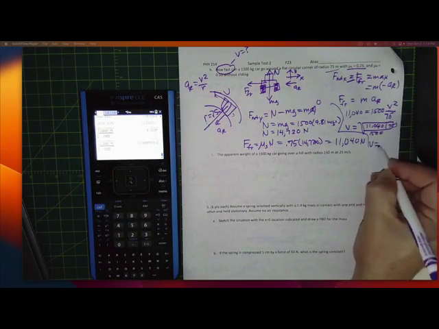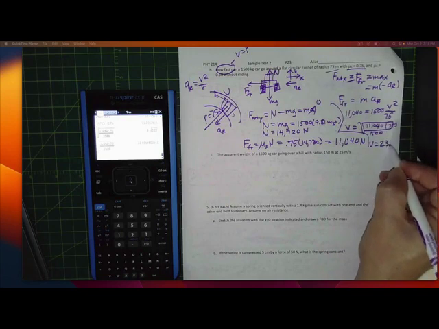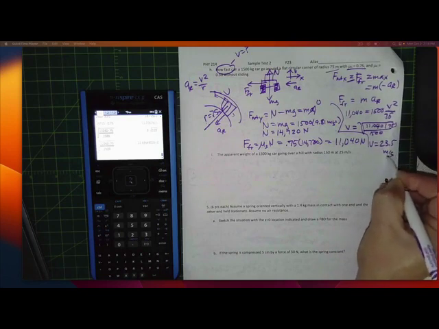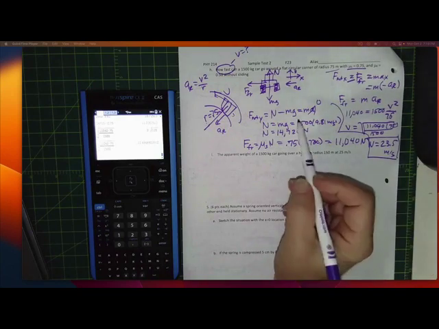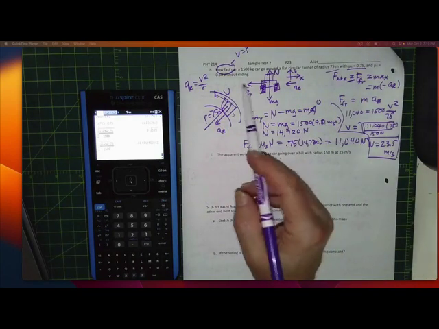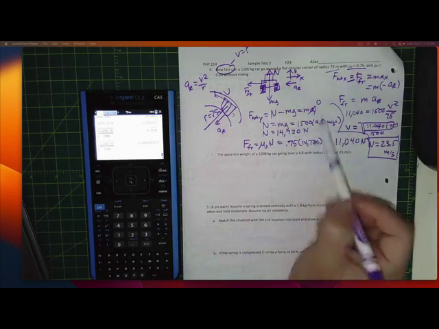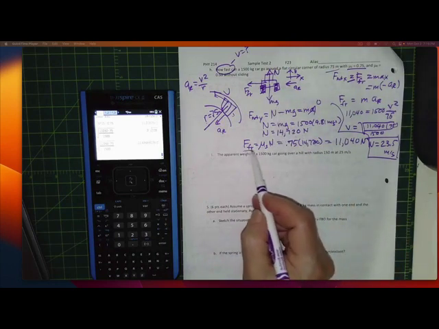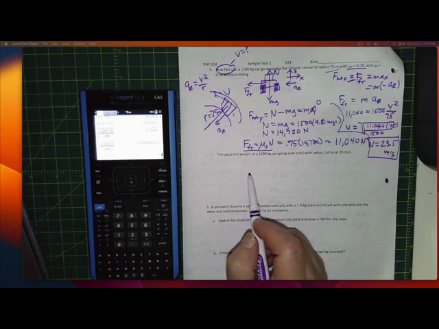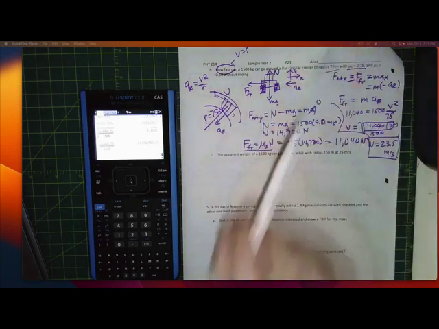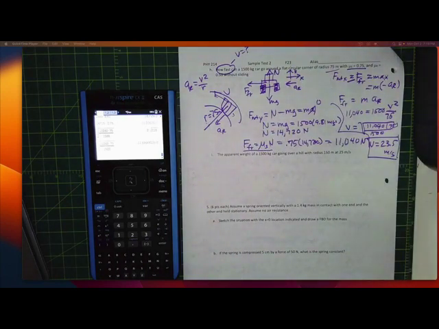The velocity is about 23.5 meters per second. Remember, the static friction is up to mu sub s, and that's the maximum static friction we can get, so that's the maximum speed we can get without the car starting to slide off. Alrighty. Yep, that's what I have.